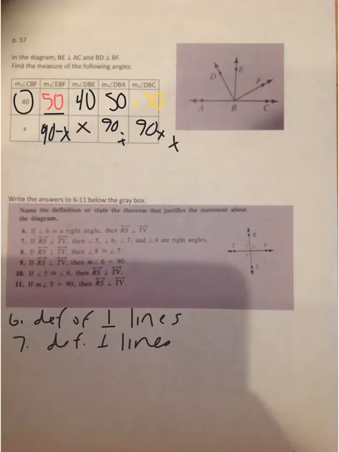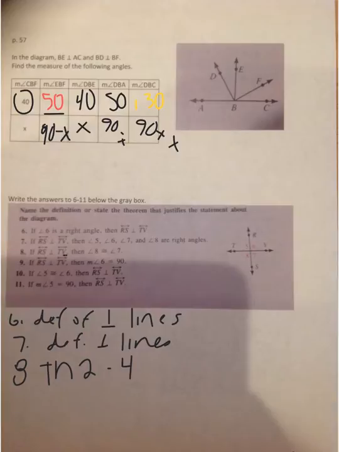If RS is perpendicular to TV, then angle 8 is congruent to angle 7. So 8 and 7 are adjacent angles. So that's looking like if two lines are perpendicular, they form congruent adjacent angles. So that's Theorem 2.4.